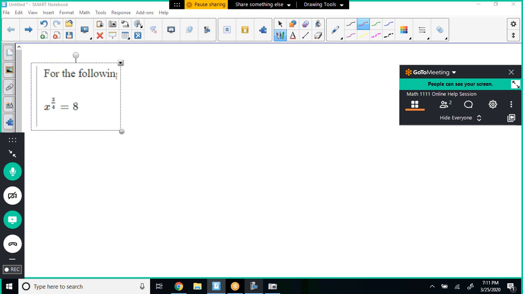All right. We've got x to the 3/4 equal to 8. All right, so it's a rational equation because the exponent is a fraction. Okay, so that's how you know that it's a rational equation. The exponent's a fraction. Now, I want you to think about it's 3/4, right? It's raised to 3/4.